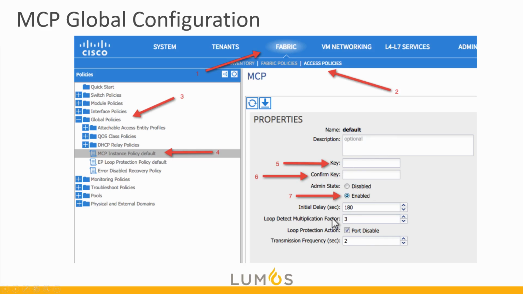So we essentially look for the L2 frame, the MCP frame that we sent out with our security key, so we know it's ours. And if we see it 3 times, then we're going to go ahead and disable the port. We send it every 2 seconds. So if we see it 3 times within essentially 6 seconds, then in this case we'll disable it. If we have this box unchecked, we'll just log it.